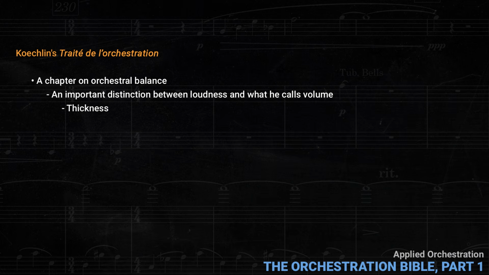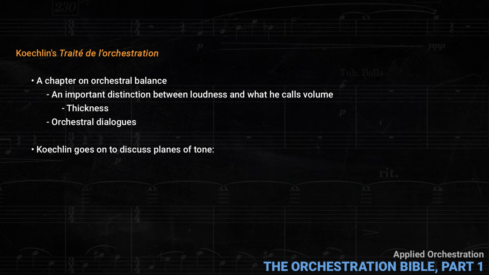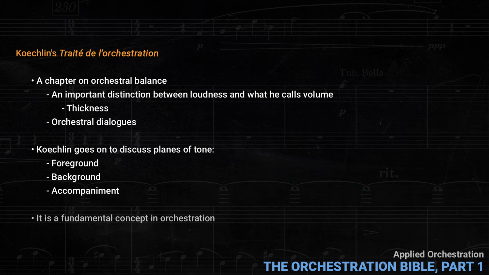In this regard, he also discusses orchestral dialogues, for example, between a small wind ensemble and violins, at the same dynamic nuance. One reason these dialogues are so effective is because of the difference between the volume of the winds and the strings. After explaining this distinction between loudness and volume, Koechlin goes on to discuss planes of tone: foreground, background, accompaniment, and so on. Too many orchestration books never mention this at all, but it's a fundamental concept in orchestration. Without it, you really can't write effectively at all for the orchestra.